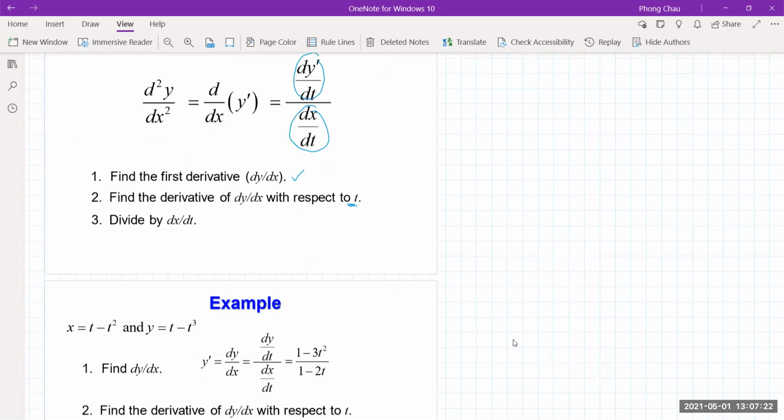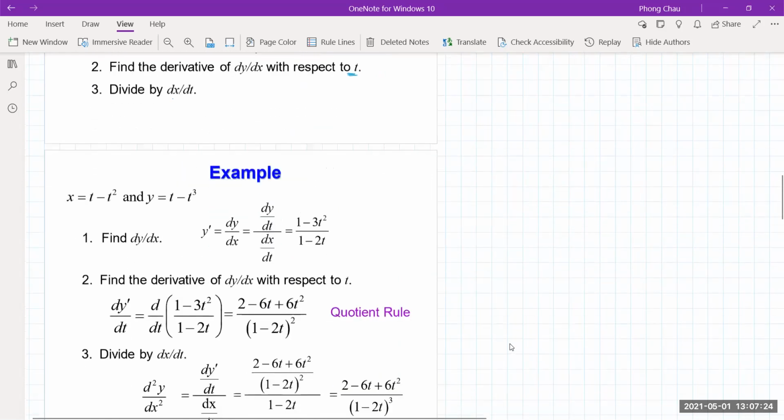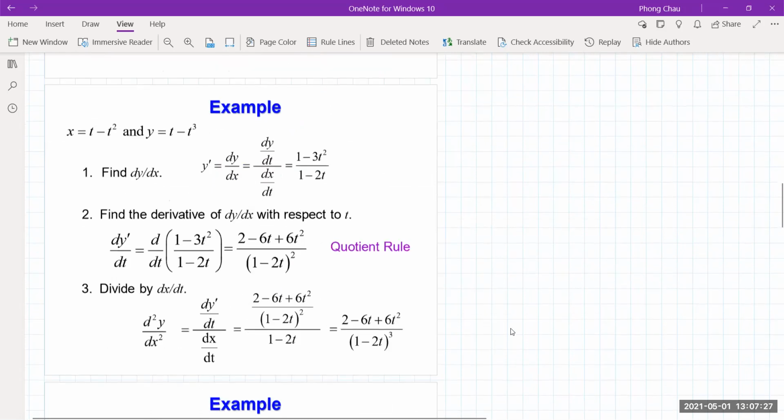Let's look at the example here. I have the parametric equations x equals t minus t squared and y equals t minus t cubed. Then to find the second derivative, again, we have to find the first derivative first. So find dy/dx. That's the first derivative.